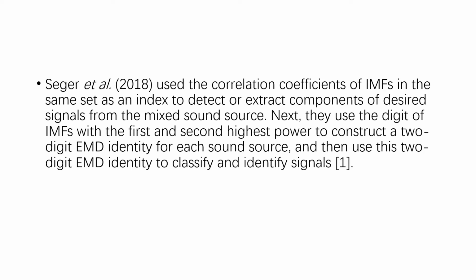So Sager et al. in 2018 used the correlation coefficients of IMFs in the same site as an index to detect or extract components of desired signals from the mixed sound source. Next, they used a digit of IMFs with the first and second highest power to construct a two-digit EMD identity for each sound source, and then used this two-digit EMD identity to classify and identify signals.